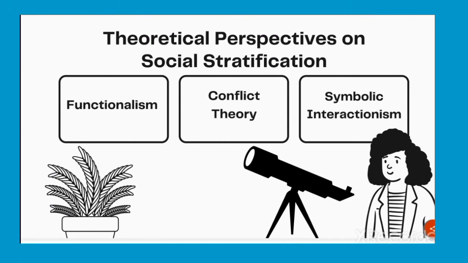We are now discussing the last part of the lesson entitled The Theoretical Perspectives of Social Stratification System. In the context of sociology, social stratification can be examined in three different theoretical perspectives, namely functionalism, conflict theory, and symbolic interactionism.